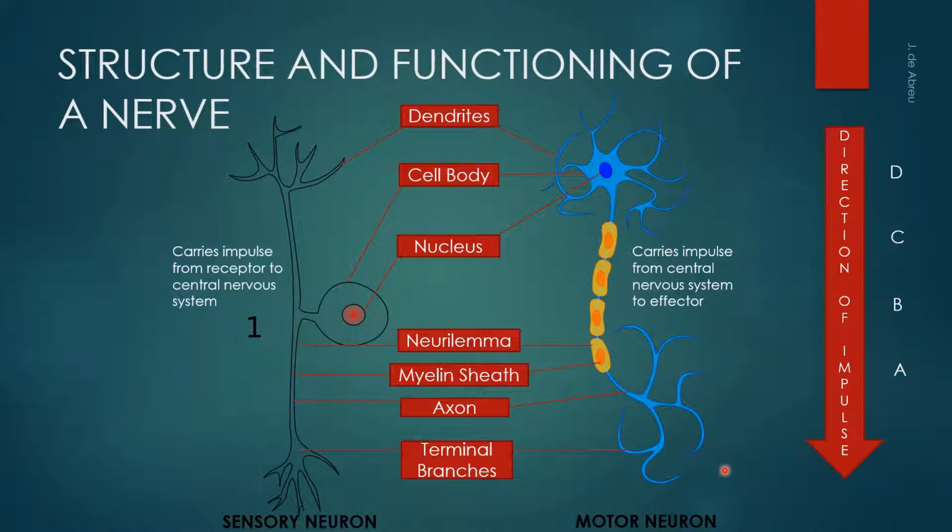the terminal branches. The motor neuron carries impulses from the central nervous system to the effector, and the sensory neuron carries impulses from the receptor to the central nervous system. And I always remember the direction of an impulse is DCBA. So it's the opposite of ABCD, it's DCBA. Dendrites, cell body, axon. That's how it goes. Dendrites, cell body, axon.